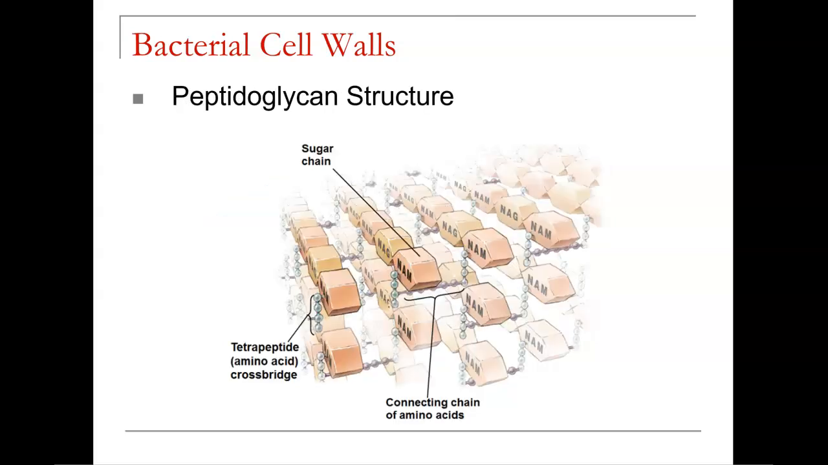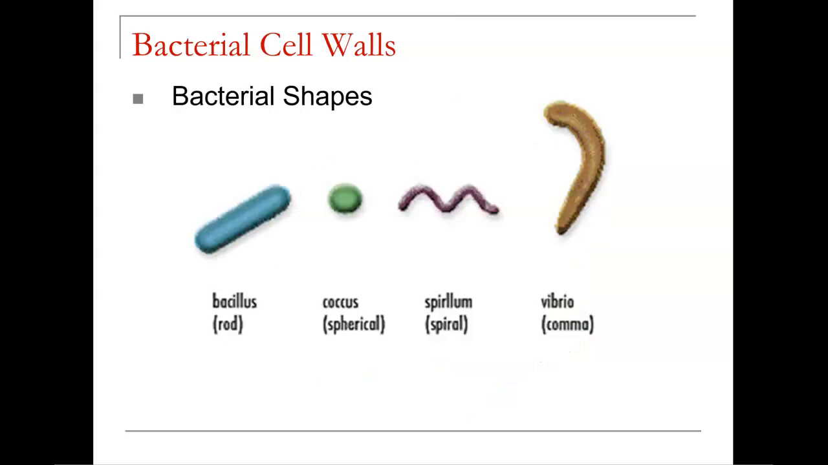Sorry, that's going to show you that peptidoglycan structure, which kind of looks like a chain link. So going into these different shapes, you have your cocci, singular coccus. Cocci is plural, and those are the spherical ones. You have bacilli, or singular bacillus, which are your rod-shaped cells. You have spirilla, or singular spirillum, the spiral-shaped cells. And then you have your vibrio, which is kind of a comma-shaped cell.